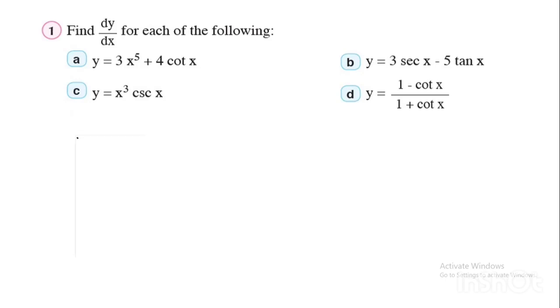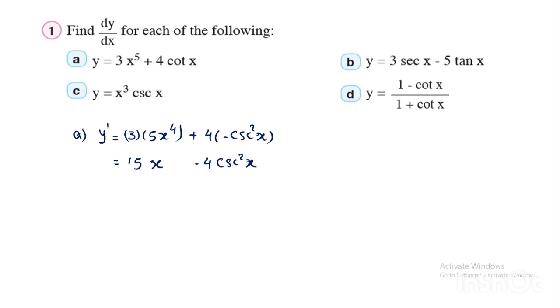Let's calculate this one. From the product rule, we have 3 times 5x to the power 4, and the derivative of cotan x is negative cosecant squared x. So we have the second term, 4 times negative cosecant squared x. So the result is 15x to the power 4 minus 4 cosecant squared x. This is done. Now part B, y equals 3 secant x minus 5 tan x.